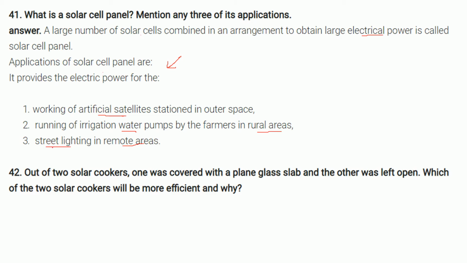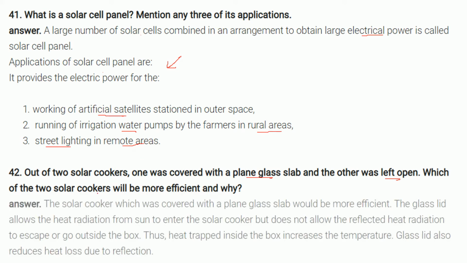Out of 2 solar cookers, one was covered with a plain glass slab and the other was left open. Which of the 2 solar cookers will be more efficient and why? The solar cooker which was covered with a plain glass slab would be more efficient. The glass lid allows heat radiation from the sun to enter the solar cooker but does not allow the reflected heat radiation to escape or go outside the box. So the heat trapped inside the box increases the temperature. The glass lid also reduces heat loss due to reflection.